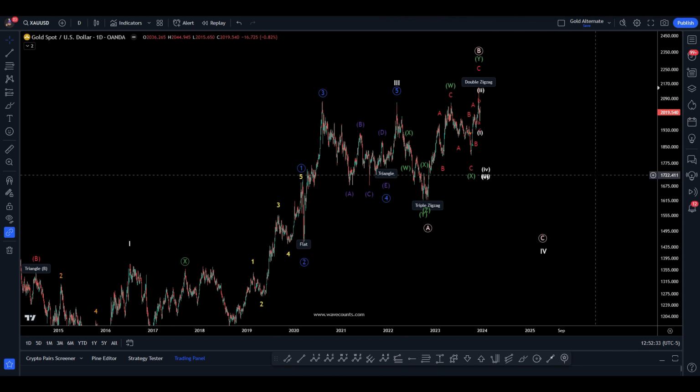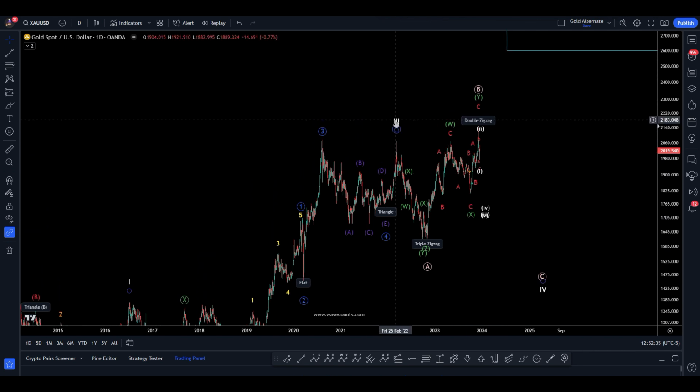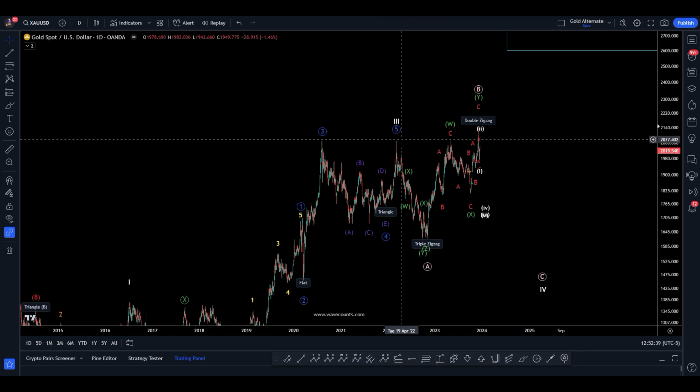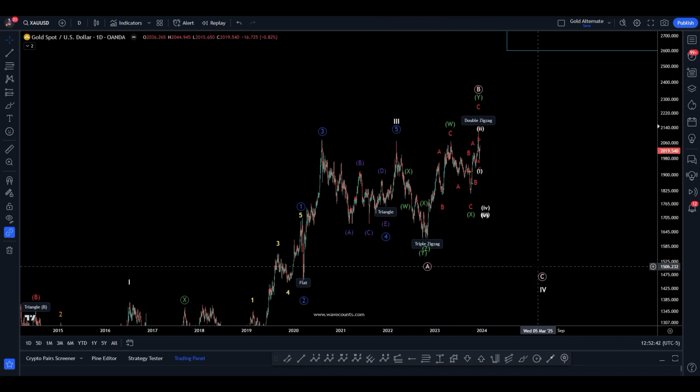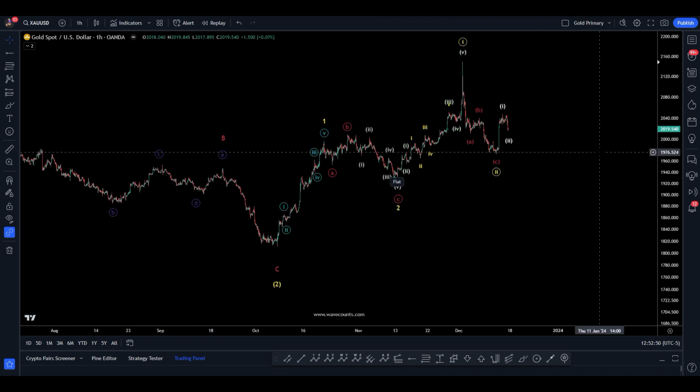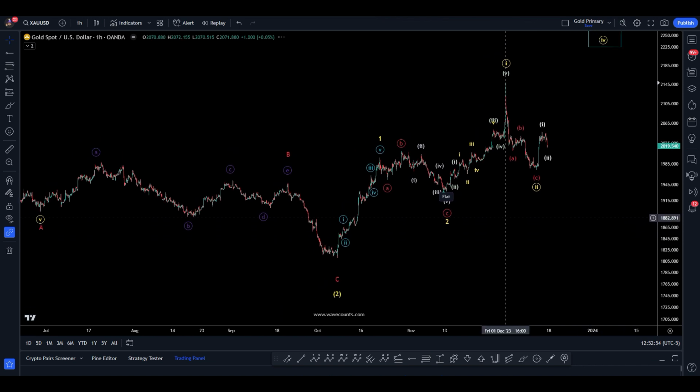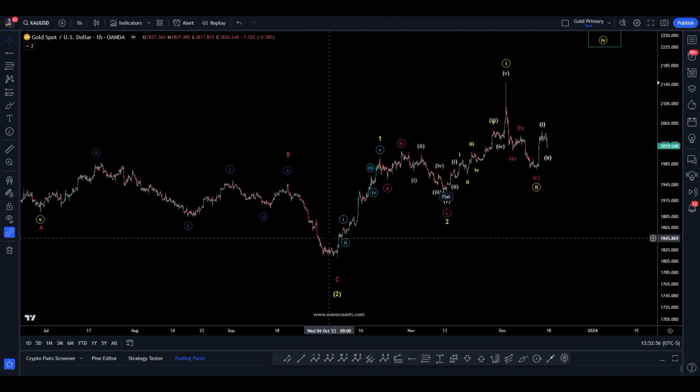Okay, your 3 ended here. In the primary count, this is the entirety of wave 4. In the alternate count, wave 4 is not done yet. All right. Now there's one more alternate, but that alternate is on the primary count. All right. So what I have labeled here is 1 2 1 2. Okay.